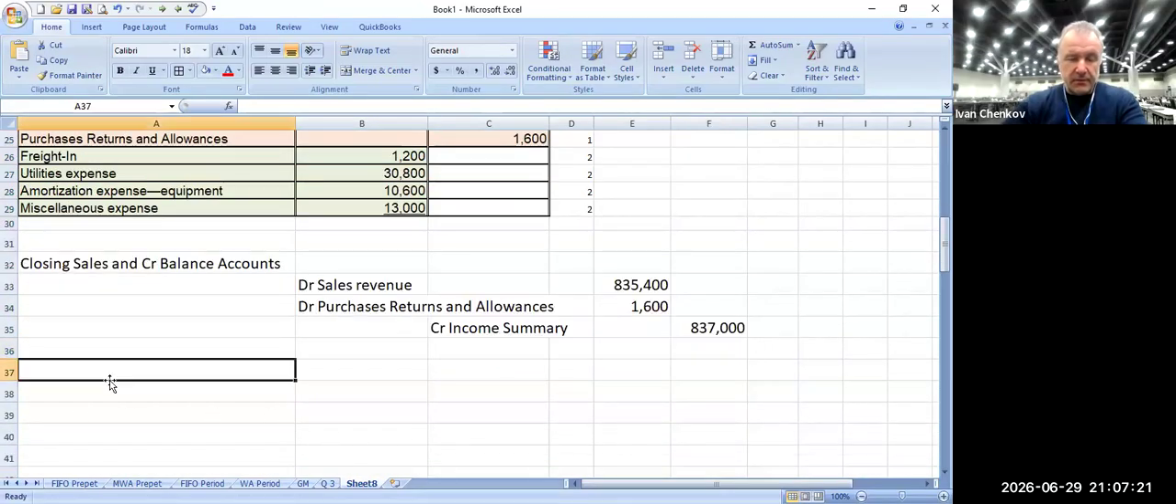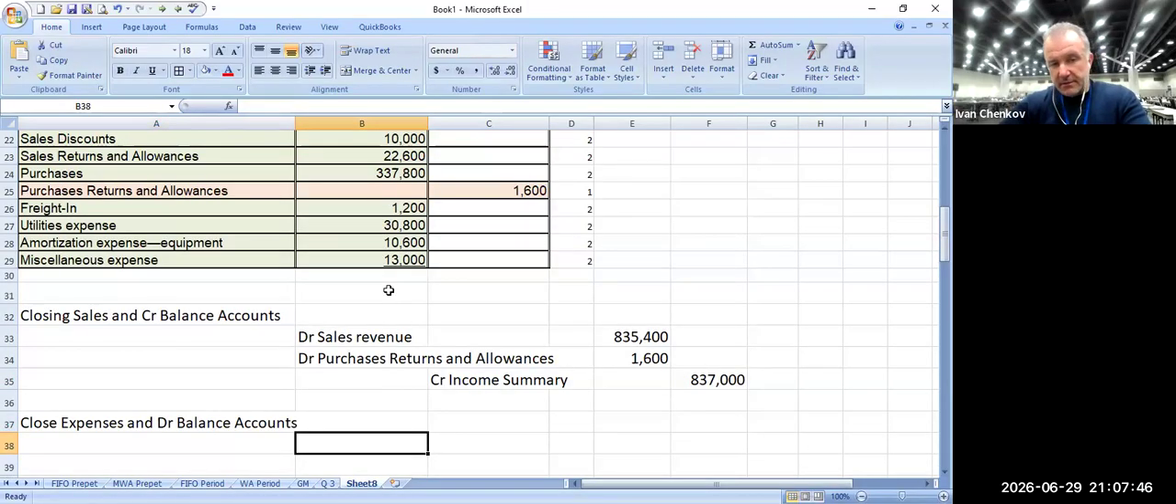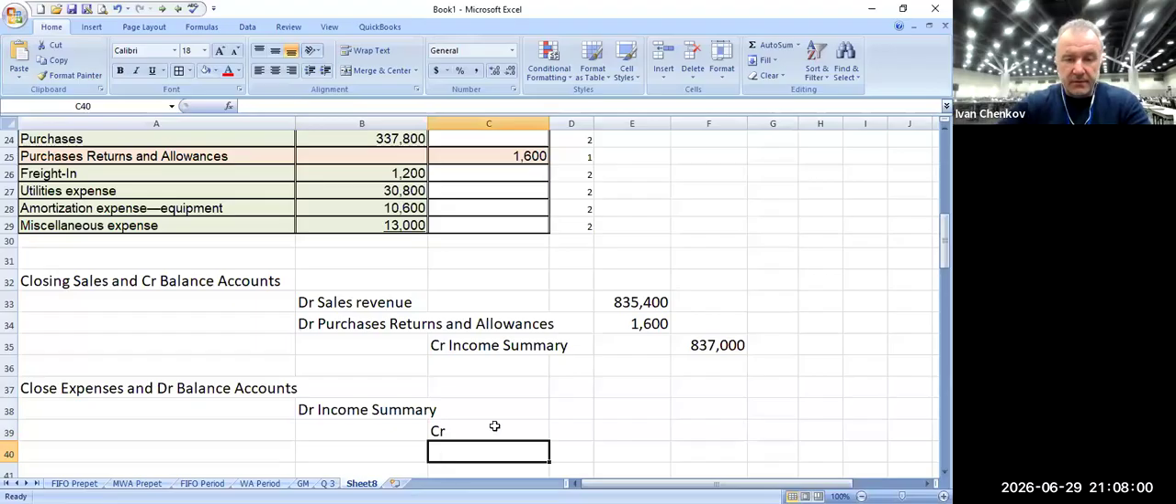Second entry that we're going to do, we're going to close expense accounts plus debit balance accounts. So since they have a debit balance, we're going to close it on the credit. Then we have to debit something. Then we have to debit income summary. And then we start closing. Credit.